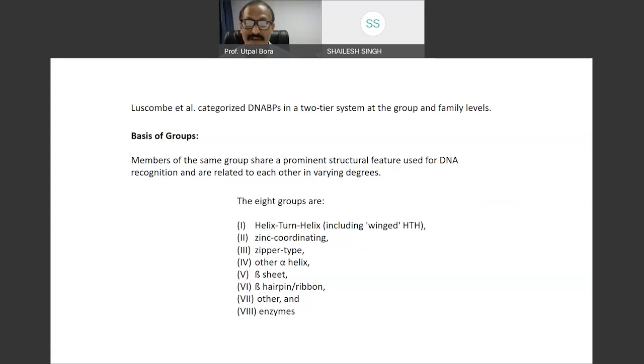Then you have the zinc coordinating proteins, you have the zipper types, you have other alpha helix binding proteins, then the beta sheet binders, the beta hairpin and ribbon binders. Then there are some other miscellaneous types. And finally, the enzyme types, the 8th class.